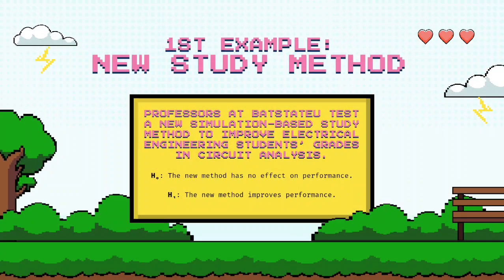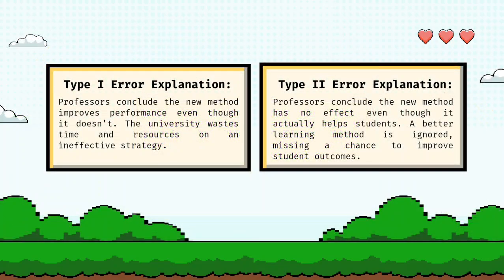Let's apply this to a real scenario. Imagine a professor at Bat State U tests a new simulation-based study method to improve electrical engineering students' grades in circuit analysis. Our null hypothesis is the new method has no effect on performance. On the other hand, our alternative hypothesis is the new method improves performance. Here's what could go wrong.